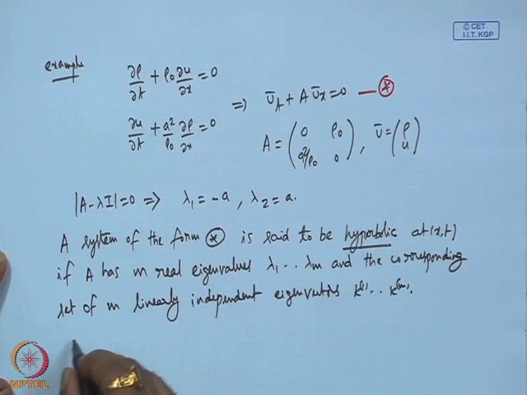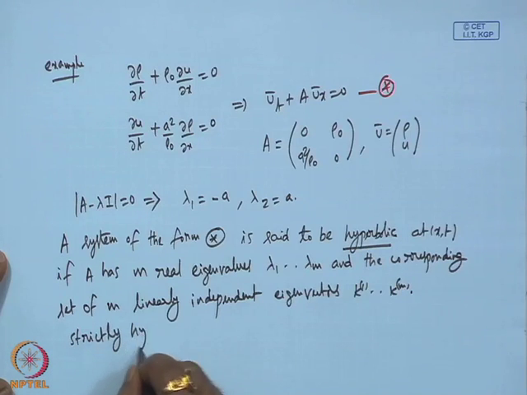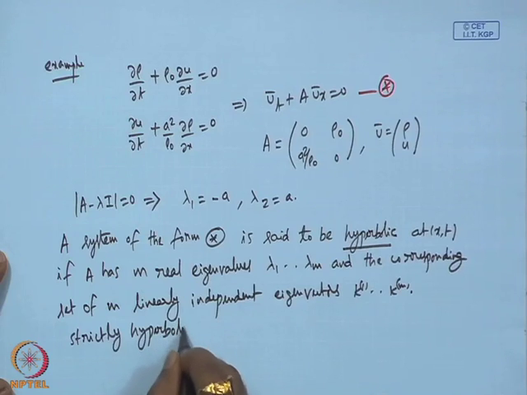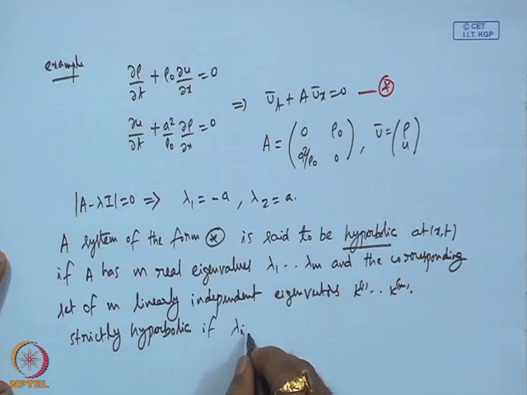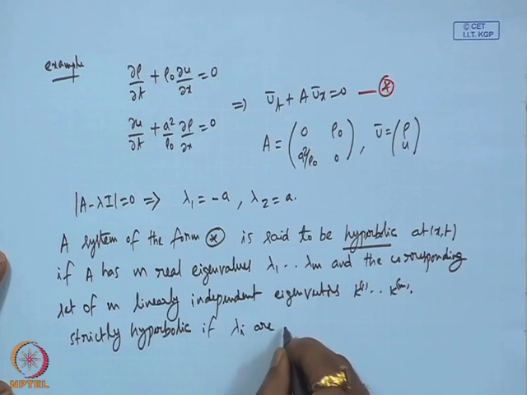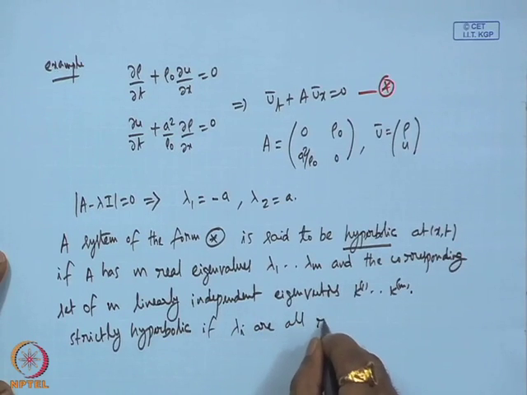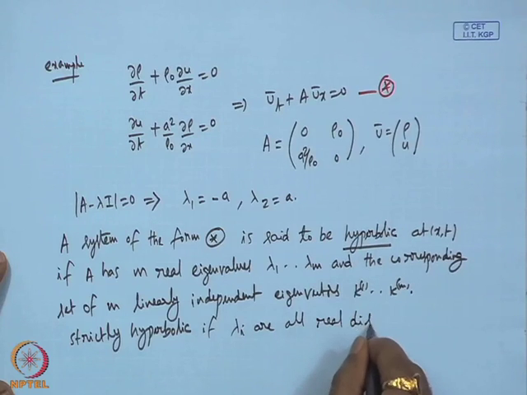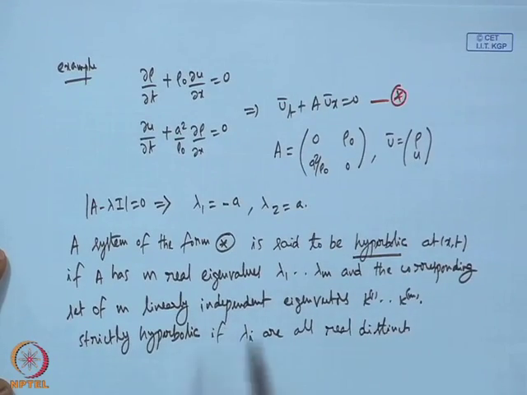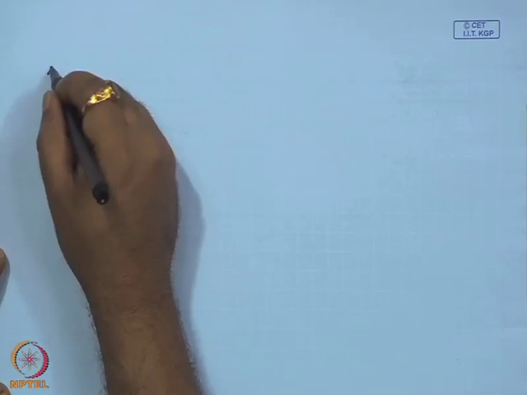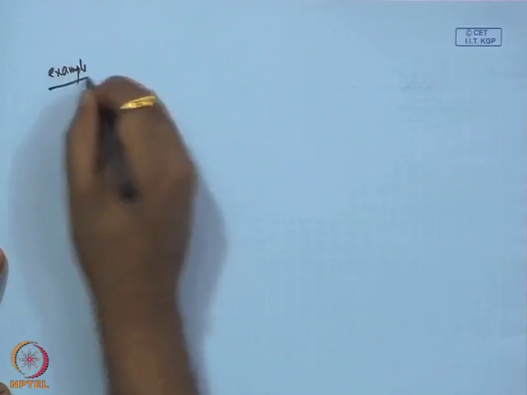Now, the system is said to be strictly hyperbolic if lambda i are all real and distinct. Okay. So, with respect to first order also one can classify. Then suppose you consider another example which is quite popular.